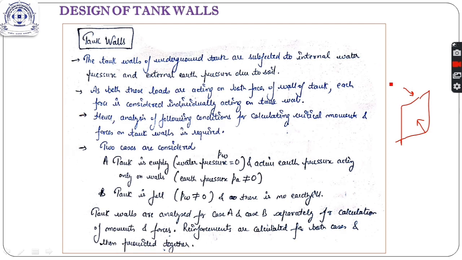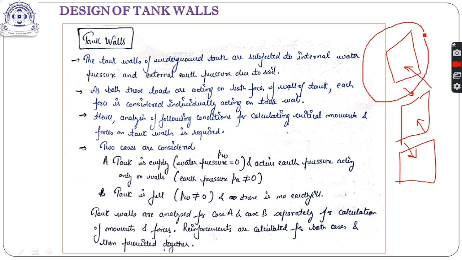What we do is that we consider both these loads acting on the wall separately. That is, first we assume that the tank wall is subjected to only earth pressure. This is the first case. And in the second case we assume that there is no earth pressure and the tank wall is subjected to only water pressure from inside. So we design and analyze for this load, that is earth pressure. We design and analyze due to this load, that is the water pressure, and then after getting the analysis and design of both these, we combine both these to get the final reinforcement.